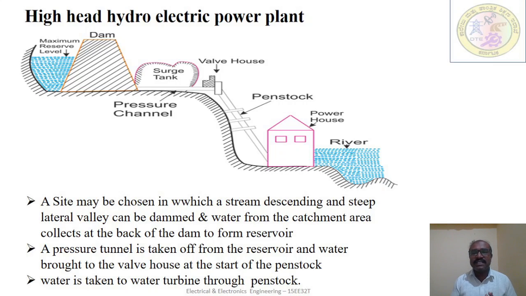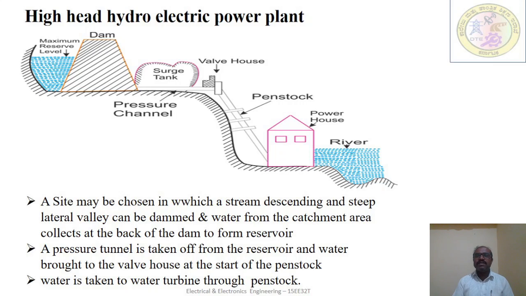A pressure tunnel is taken off from the reservoir, and the water is brought to the valve house at the start of the penstock. Here you can see the valve house in the diagram. The valve house contains mainly sluice valves and automatic isolating valves. The work of these valves is very important. The former controls the water flow to the powerhouse, and the latter cuts off the supply of water when there is a chance of penstock bursts.